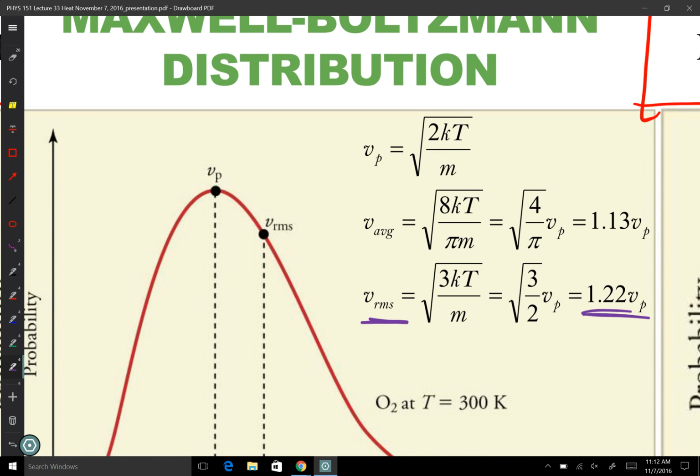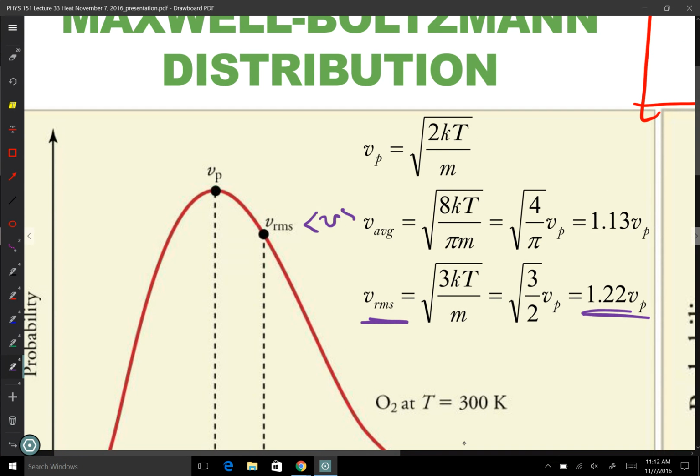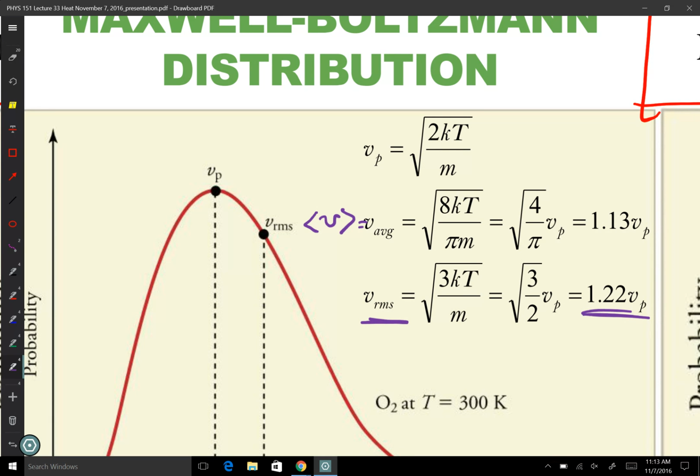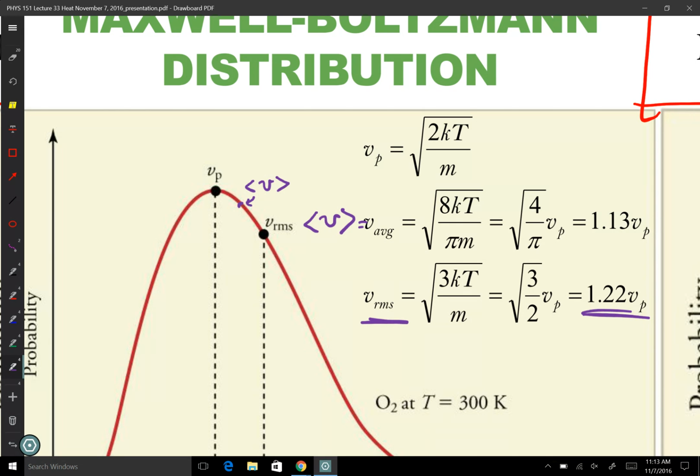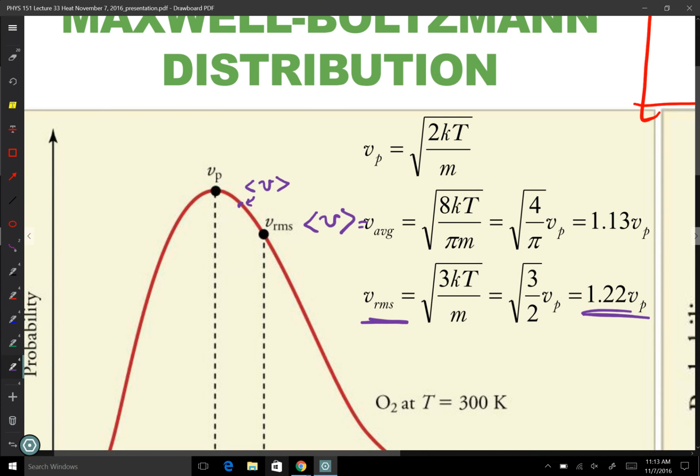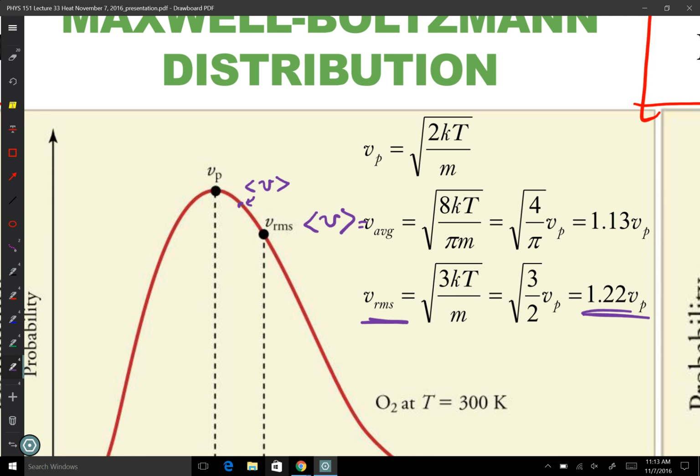The average speed, which of course we've been writing like this, is slower than the RMS speed, but faster than the most probable. So the average speed would be somewhere around here. And it's always, again, going to be 1.13 times the most probable speed. So from the temperature and the mass of your molecules, you can directly calculate the RMS speed. And then, assuming it's an ideal gas, you can from that just use the distribution to calculate what the average speed is or the most probable speed.